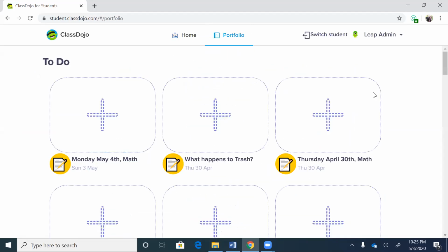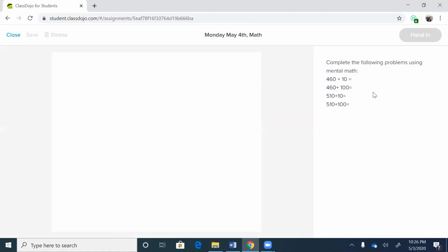Click on Portfolio, Monday, May 4th, Math. It says complete the following problems using mental math, and they're all written here. Just put the answers in here, so you could go like this: number 1, number 2, number 3, number 4.